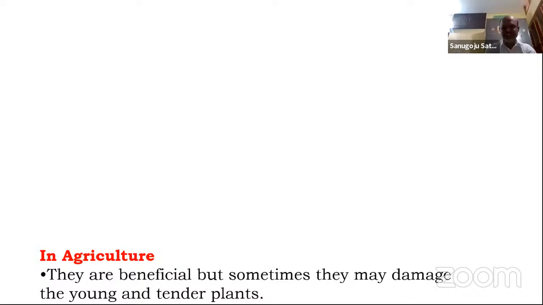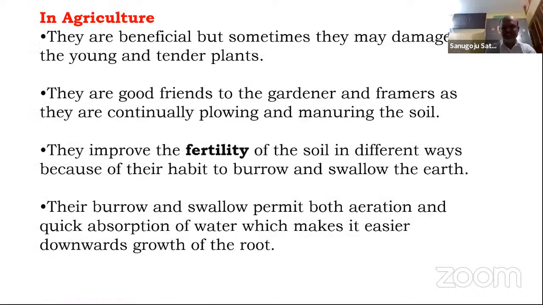In agriculture, as far as economic importance is concerned, they are beneficial, but sometimes they may damage the young and tender plants. They are good friends to the gardener and farmer, as they are continually ploughing and manuring the soil. That's why these are the farmers' friends. They improve the fertility of the soil in different ways because of their habit to burrow and swallow the earth.